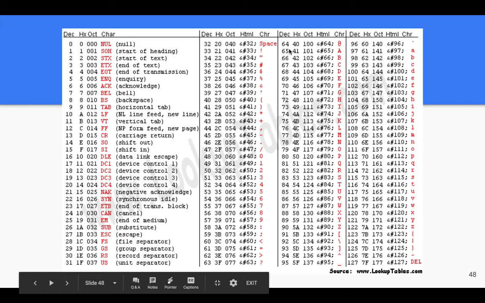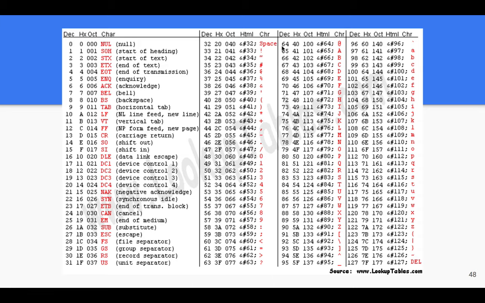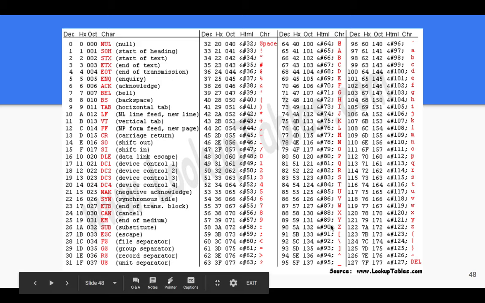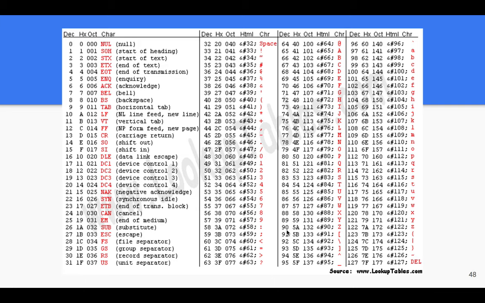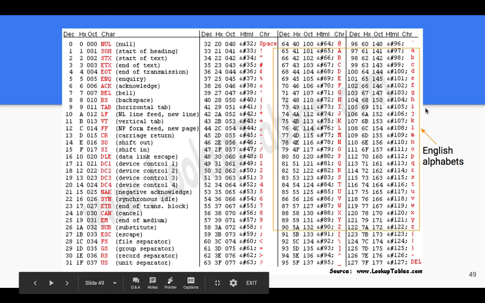So if you look at the number that represents capital A, it is 65. And then if you look at the number that maps to the small a, that is 97, and you can just go down the table and figure out pretty much for all the characters what number they map to. Okay, so again, these are the English alphabets in this table.